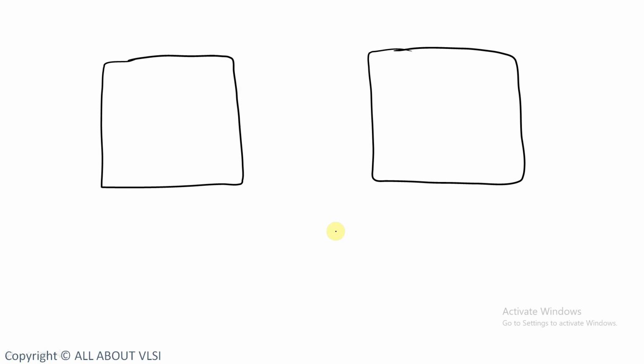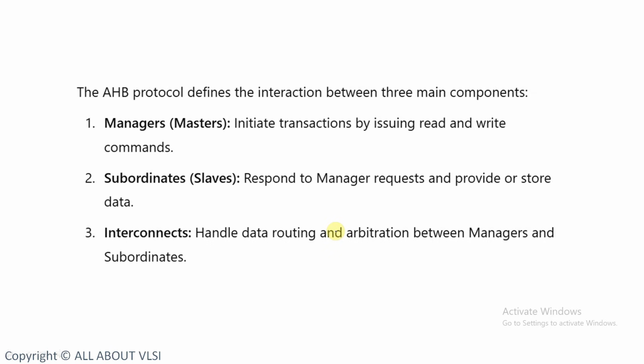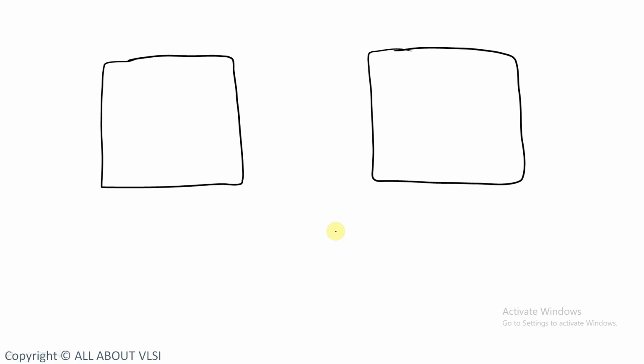Here we need to understand that the manager is a component which initiates transactions by issuing write and read commands. Whichever component is initiating the transaction, it may be a read transaction or a write transaction. About read and write transactions we are going to learn further in our sessions. For now we are just going to focus on who is the manager or master and who is the slave or subordinate. As I said earlier, no device is permanently a master or slave.